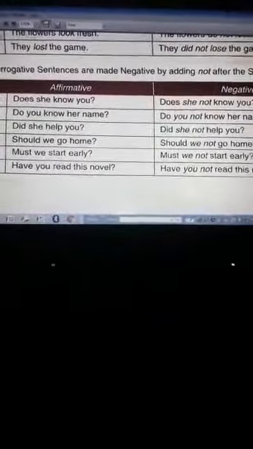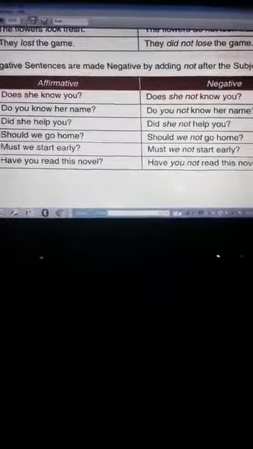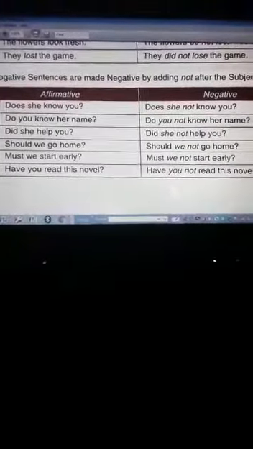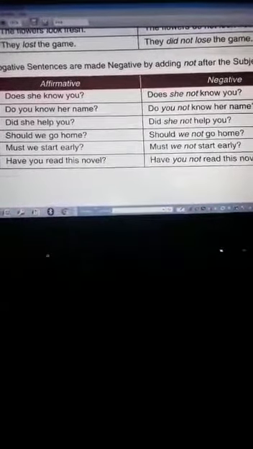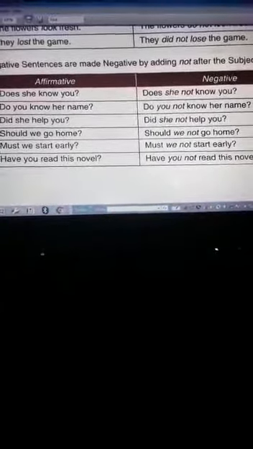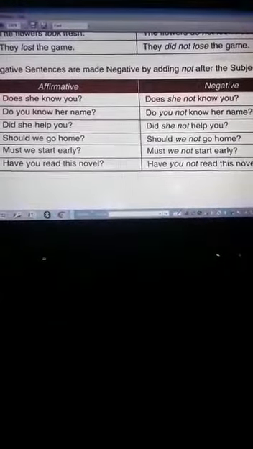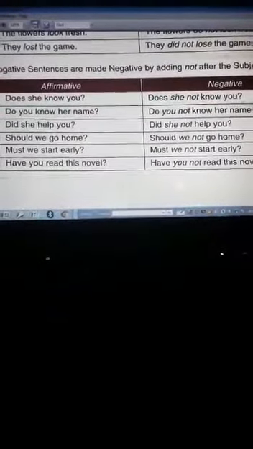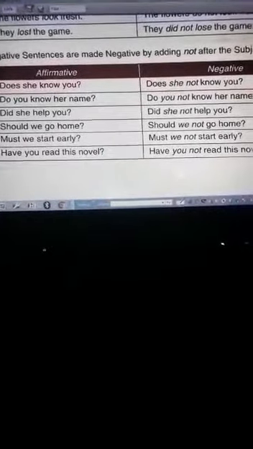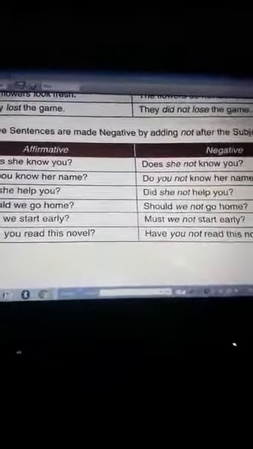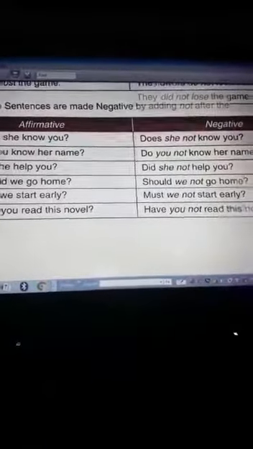Do you know her name? Do you not know her name? Did she help you? Did she not help you? Should we go home? Should we not go home? Must we start early? Must we not start early? Have you not read this novel? Is it clear? So, interrogative sentences are made negative by adding not after the subject. Clear?